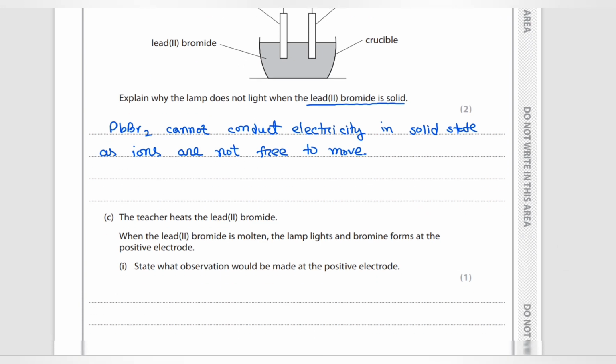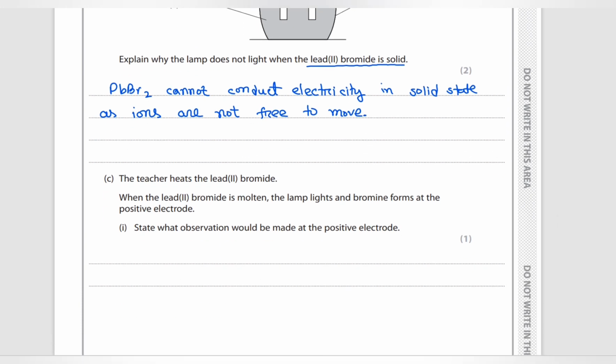Part C, the teacher heats the lead bromide. When the lead bromide is molten, the lamp lights and bromine forms at the positive electrode. What observation would be made at the positive electrode? As the question already states, bromine is forming at the positive electrode. Bromine is a gas, a brown vapor. So obviously the observation would be the formation of brown gas or brown vapor.